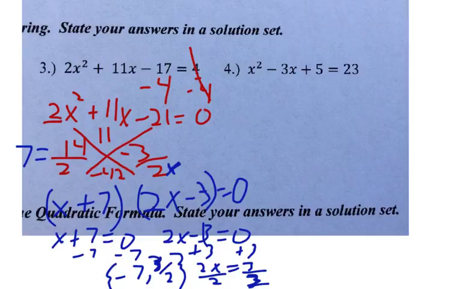Alright, moving on to number 4. It's not set equal to 0, so again, I want to combine my like terms. So negative 23, I'm going to do that deliberately over there to the 5.